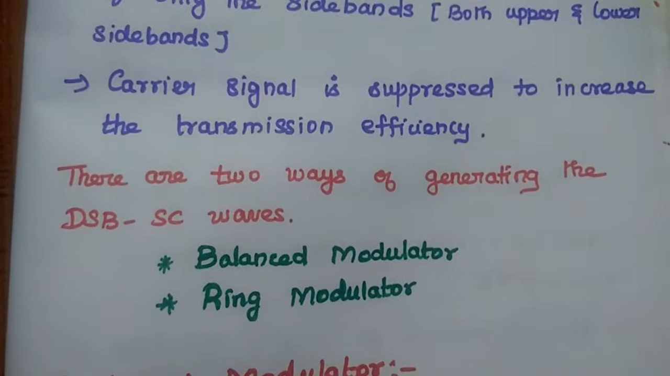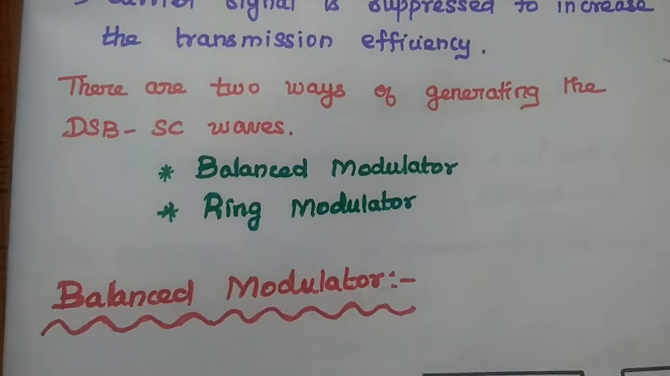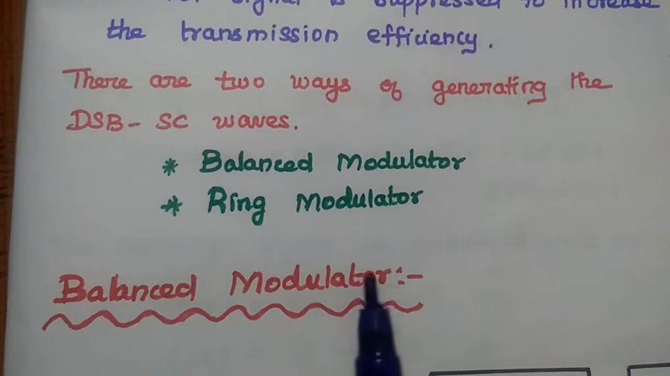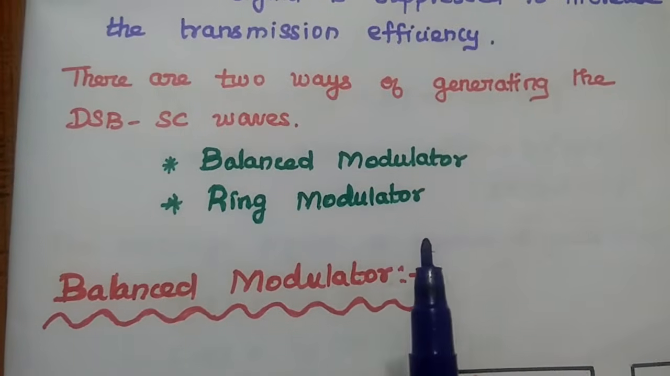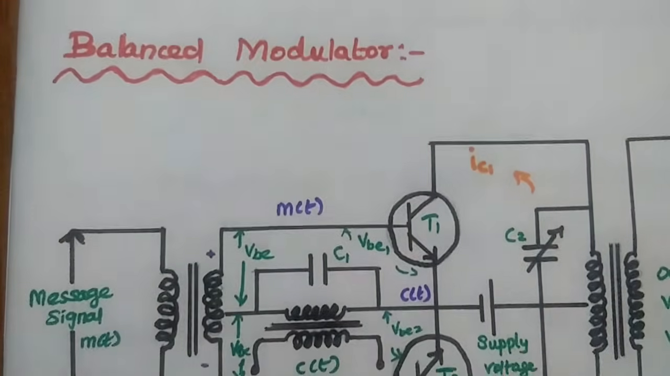There are two ways of generating the DSB-SC waves. One is balanced modulator, the next one is ring modulator. In this video lecture, I am going to explain balanced modulator and ring modulator in detail. Let's start with balanced modulator.